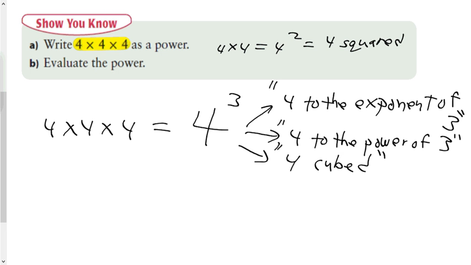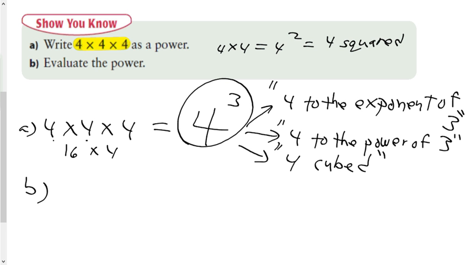And when you evaluate the power, sorry, this is A, for B, when you evaluate the power, if it says evaluate it, it just means put it in standard form. So 4 times 4 is 16, and 16 times 4 would be doubling 32, which would mean in standard form, 4 cubed is 64.